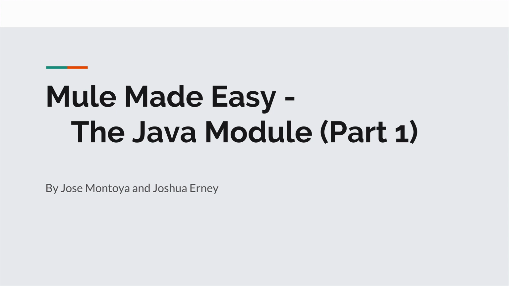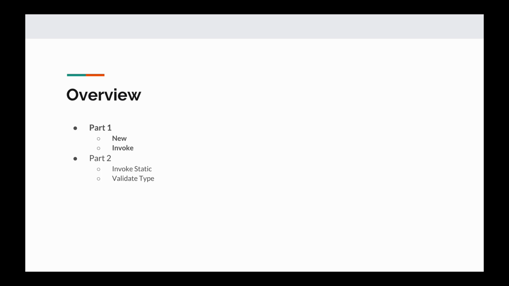My name is Joshua Ernie, and today we're going to be going over part 1 of a 2-part tutorial covering the Java module in Mule 4. The Java module in Mule 4 has 4 different operations. There's new, which can create a new instance of a class. There's invoke, which you can use to invoke methods on a class. Invoke static, which you can use to invoke static methods on a class, and validate type, which does exactly what it sounds like. It validates the type of an object. In part 1, we're going to be going over new and invoke, and in another video for part 2, we'll be going over invoke static and validate type.